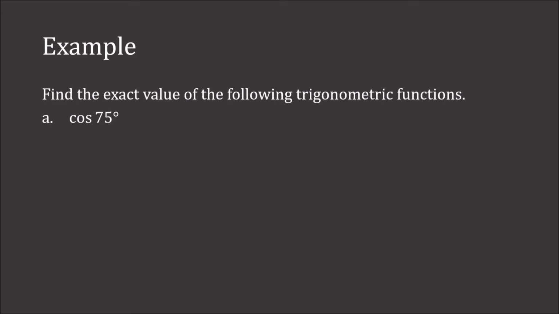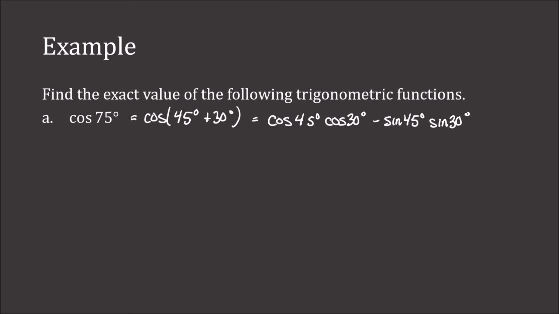Let's now look at the cosine of 75 degrees. Again, the idea is we want to write 75 degrees as either a sum or difference of known angles. We know 45 degrees, and we know 30 degrees, and notice that 45 plus 30 is 75. We can now use the sum formula. We write this as cosine of 45 degrees times the cosine of 30 degrees minus the sine of 45 degrees times the sine of 30 degrees.